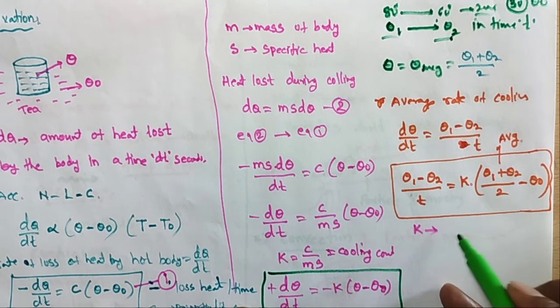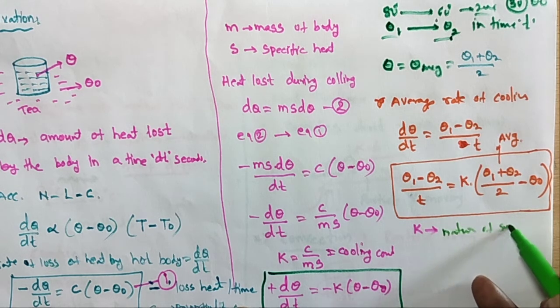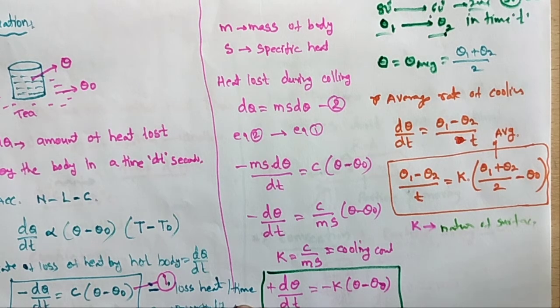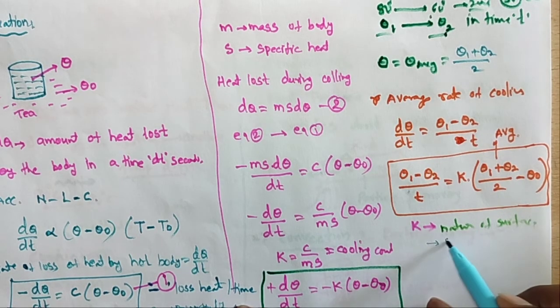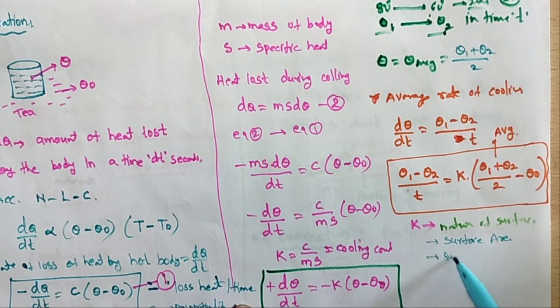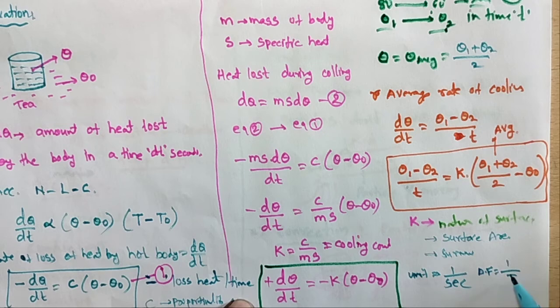The k depends on the nature of the surface, first one. And the surface area also. And the surroundings also. And what is the unit? The unit of k is equal to 1 by second. The dimensional formula is equal to 1 by T.